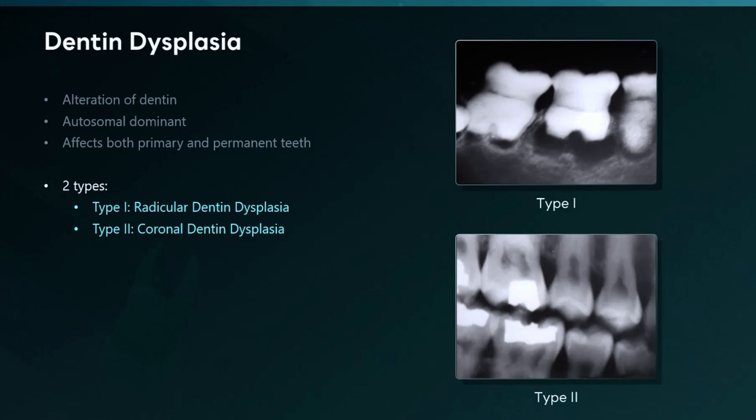So let's move on to type 2. Type 2 is coronal dentin dysplasia, which affects the coronal dentin and is clinically determined by its thistle-shaped pulps, bulbous crowns, and thin roots. It can also be considered a form of dentinogenesis imperfecta. So treatment options for these conditions are limited as these teeth are not well suited for proper restorations.